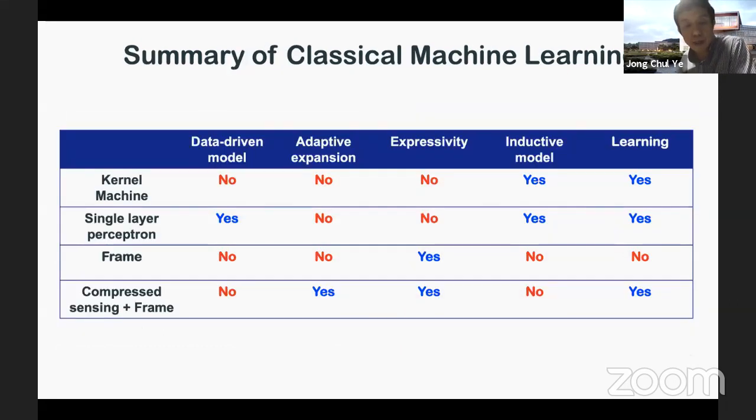So, in summary, of the classical machine learning approaches we have discussed so far, the kernel machine is an inductive learning approach, but still in terms of expressibility and being a data-driven model, it falls short. Same thing, the single layer perceptron has many advantages, but it's still not expressive enough. And if you combine the frame with compressed sensing approaches, you can make an adaptive expansion or expressiveness, but the problem itself is not inductive. Furthermore, the basis and frame choices are not data driven. So that means this is still limited.